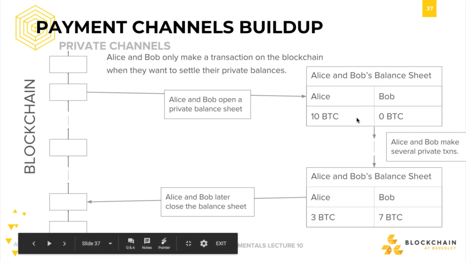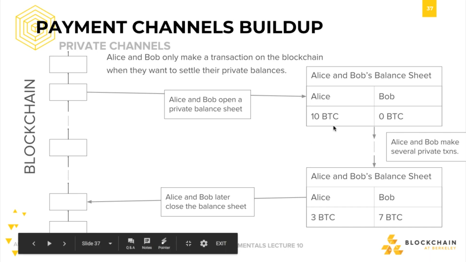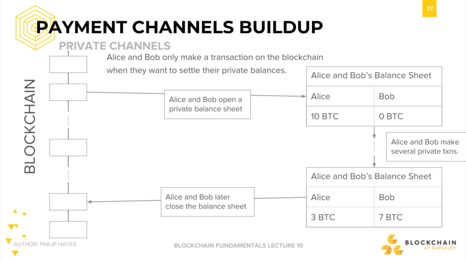After paying Bob a little bit of money, Alice decides, I don't like Bob. I want to reclaim my 10 Bitcoin. And since it's just Google Sheets, no one's going to stop me. I'm just going to put the old version where I had 10 Bitcoin and Bob had 0, even though I technically paid him. What's to stop her? In our private channel build-up, there's nothing.